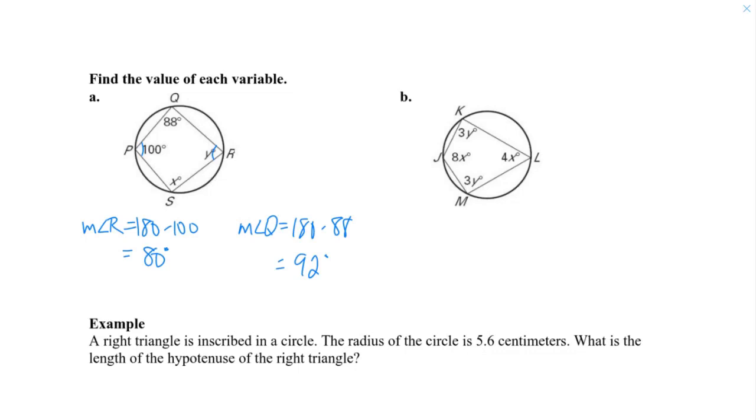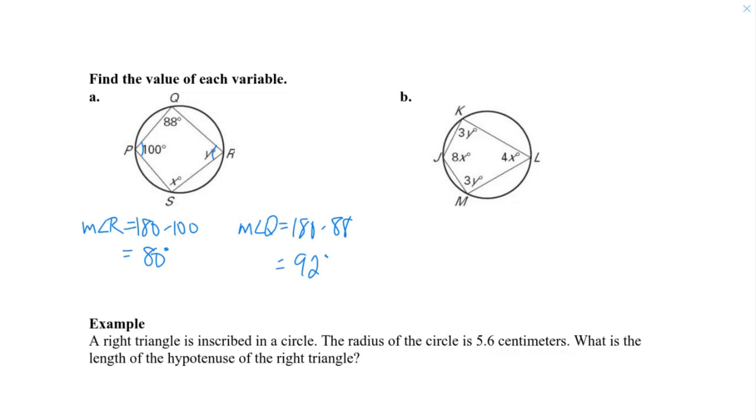Let's take a look at B. So B, a little bit more complicated here. We don't have any angle measures at all. They all involve variables. So here we really have to apply, again, what we just talked about. We know that the opposite angles must be supplementary. So we'll go ahead and set up some equations to be able to solve that.